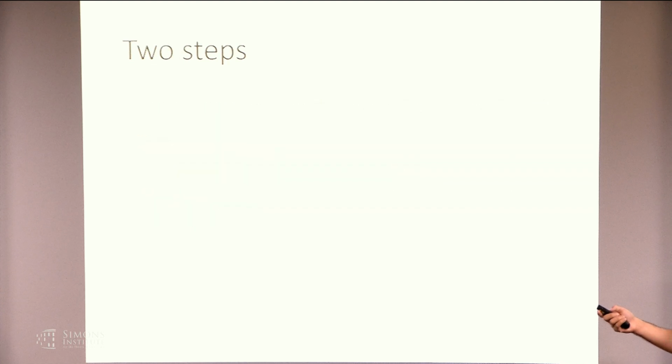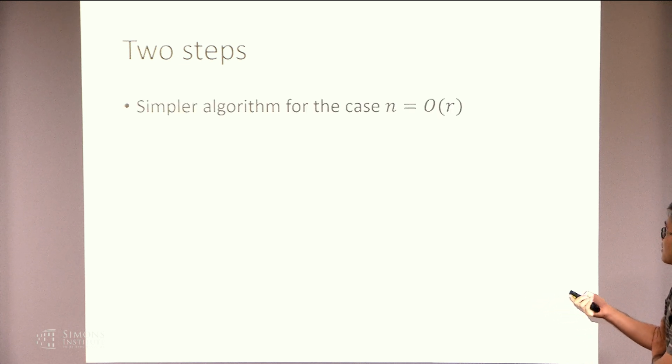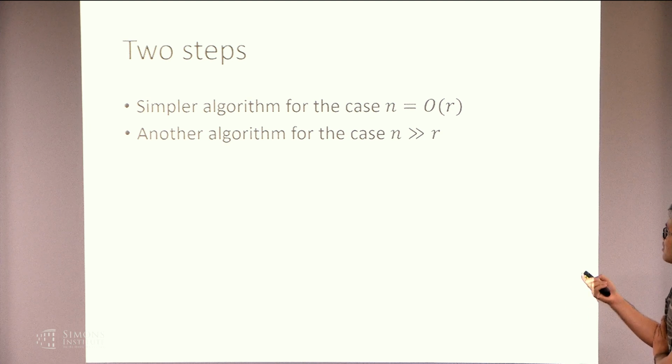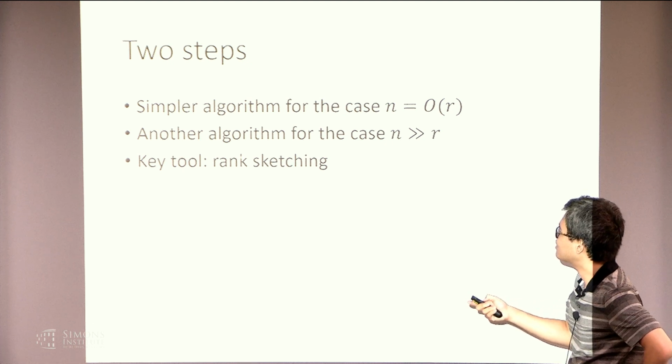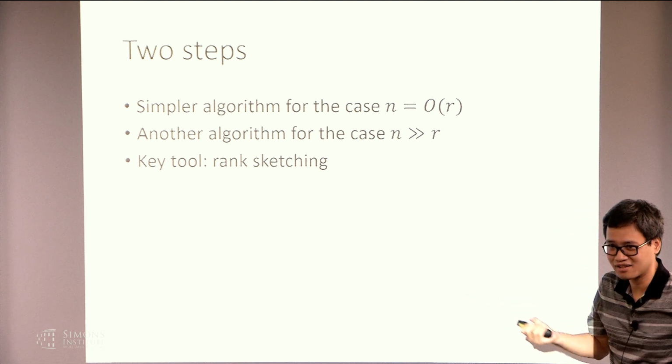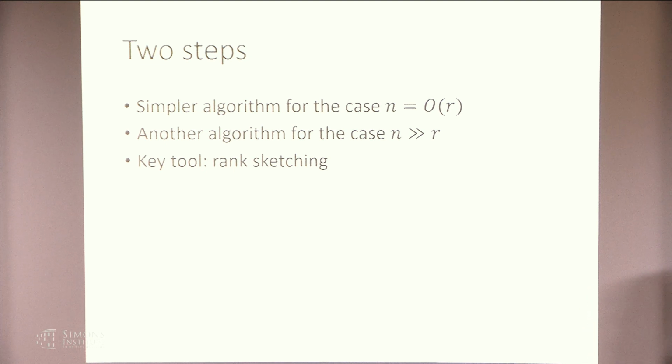So the way we do it is we'll proceed in two steps. First, we'll get a simpler algorithm when the number of elements is roughly the same as the rank. And then we'll use that as a bootstrap for the case when the number of vectors is much bigger than the rank. So that is the plan. And the key tool here is, as we would expect, coming from sketching the rank. We hope that using sketching tools, maybe we can get better algorithms for this. And that is where we start from.